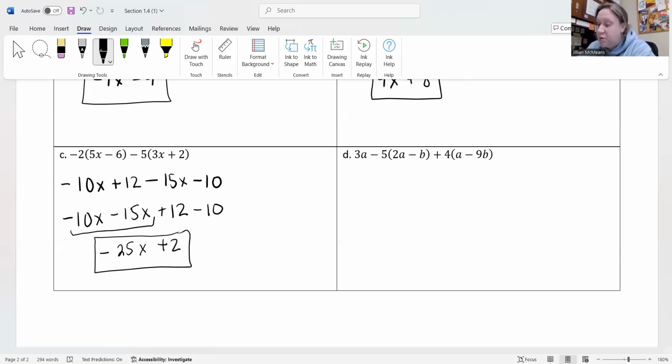All right, let's practice this one more time. So I have 3a minus 5 times parentheses 2a minus b plus 4 times parentheses a minus 9b.